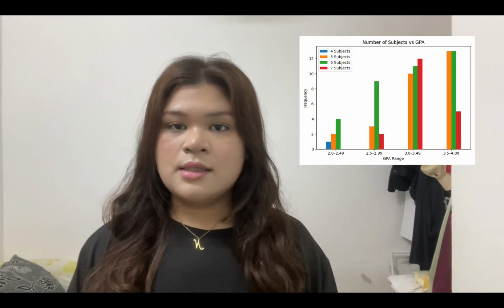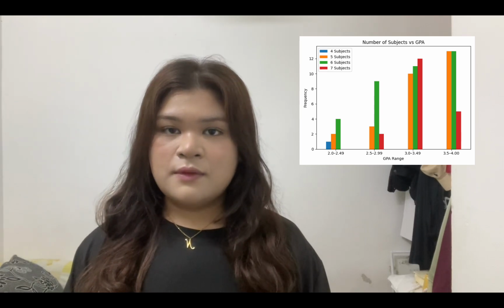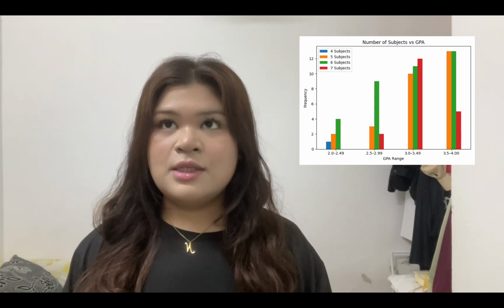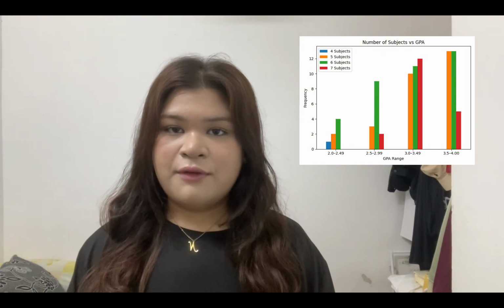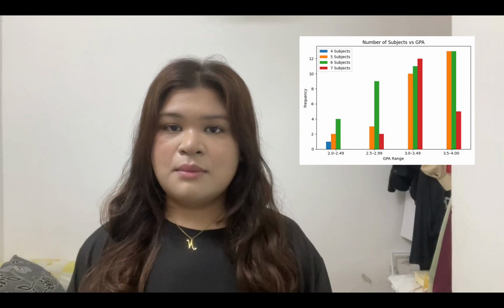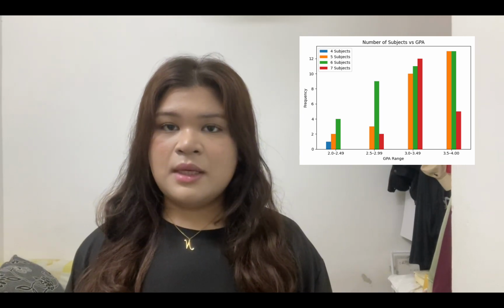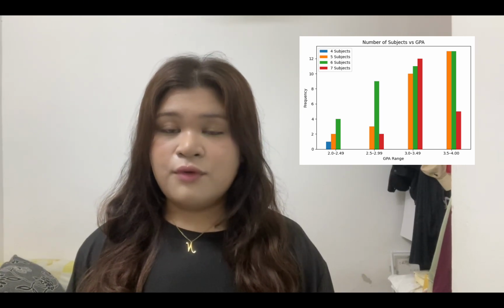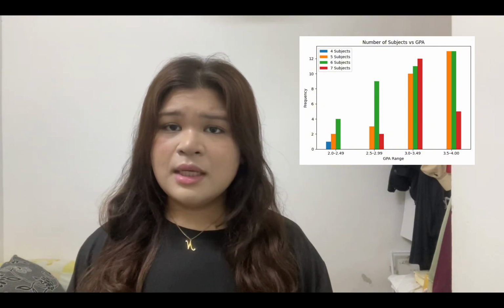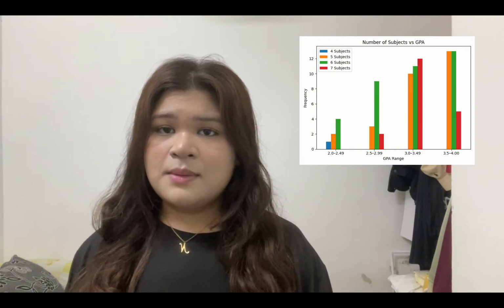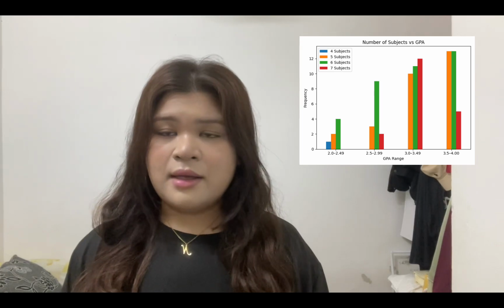Next, I will explain the relationship between the number of subjects taken and the GPA. From the data, most students are taking 5 to 6 subjects, and these groups also have the highest numbers of students achieving GPA between 3.5 to 4 flat score. This suggests that taking a moderate number of subjects may help students perform better academically.